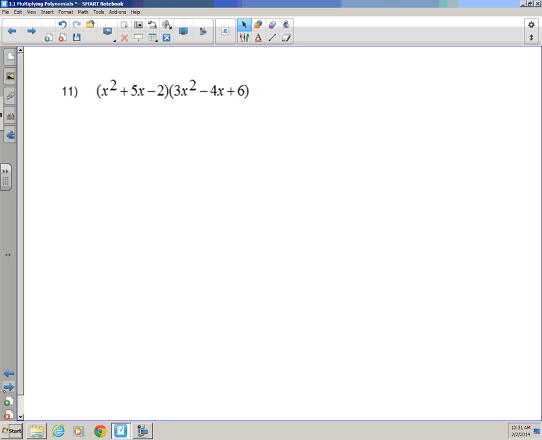Keep hitting the wrong button. So now here's the biggie. It's a 3 by 3. So again, I'm just going to follow the distributive property. You can box it, I prefer the distributive property.